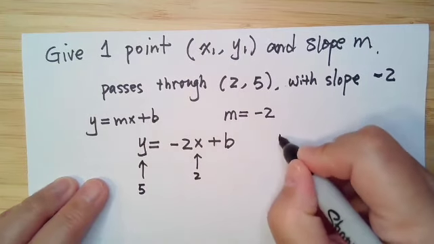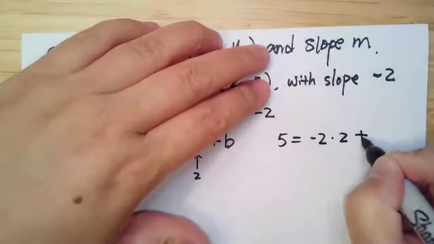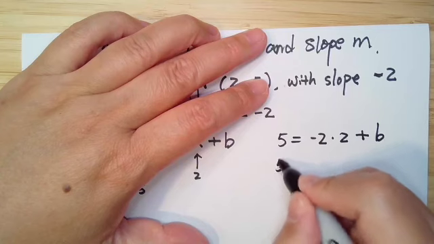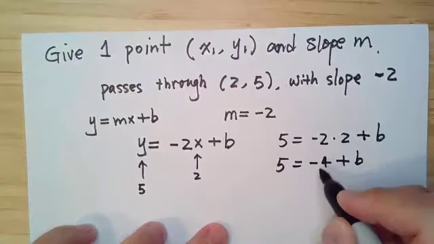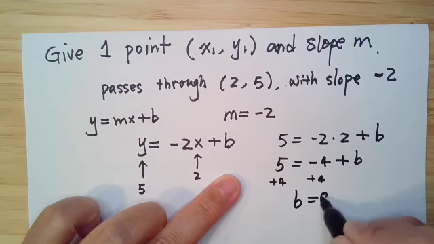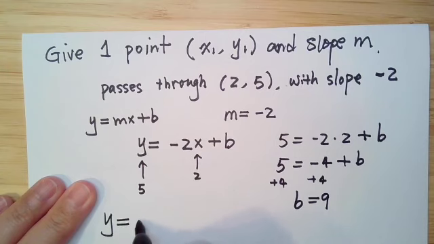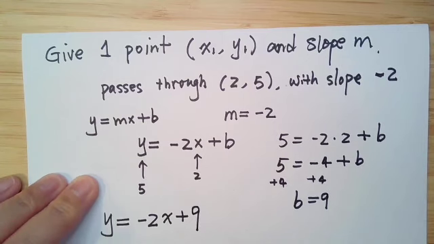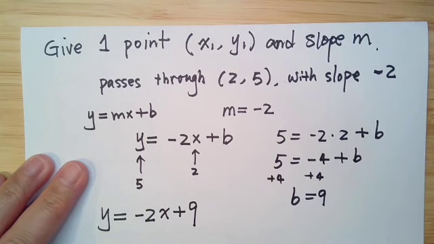So let's do that. 5 equals -2 times 2 plus b. And so that's 5 equals -4 plus b. Then I add 4, and so I get b equals 9. Very good. I got m, I got b. So the equation looks like y equals -2x plus 9. So you think about this. I didn't give you the y-intercept. I gave you a point, and also I gave you the slope. Then that line is fixed.